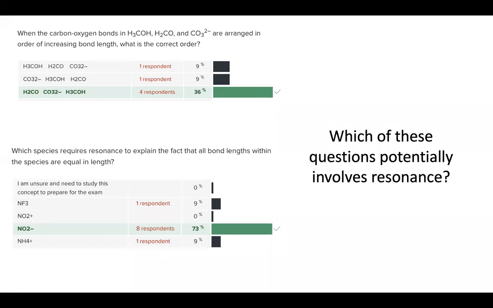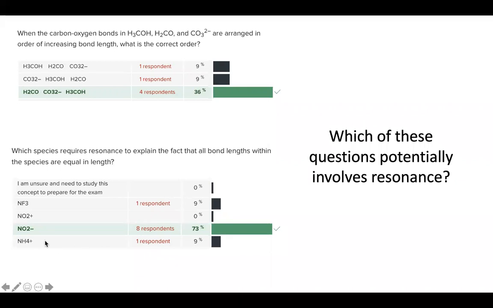As I see those come in, if I read them, the bottom says, which species requires resonance to explain the fact that all the bond lengths are equal? So that bottom one definitely seems like a question involving resonance. It's saying that if you consider the Lewis structure and the resonance present, which of these leads to an averaging of the bond order that would make it so all of the bond lengths are equal?